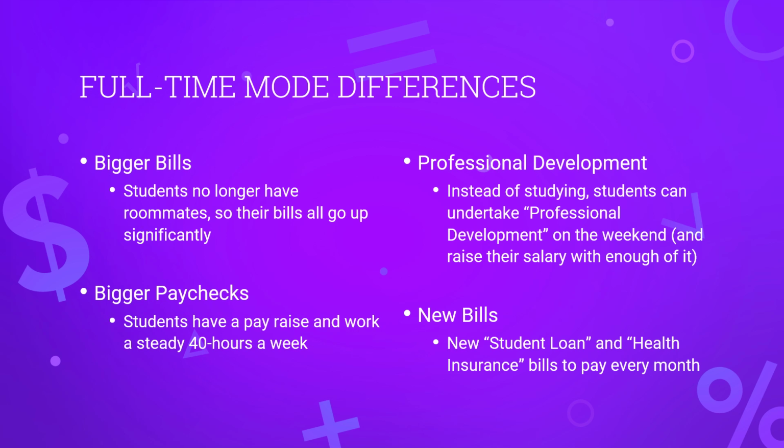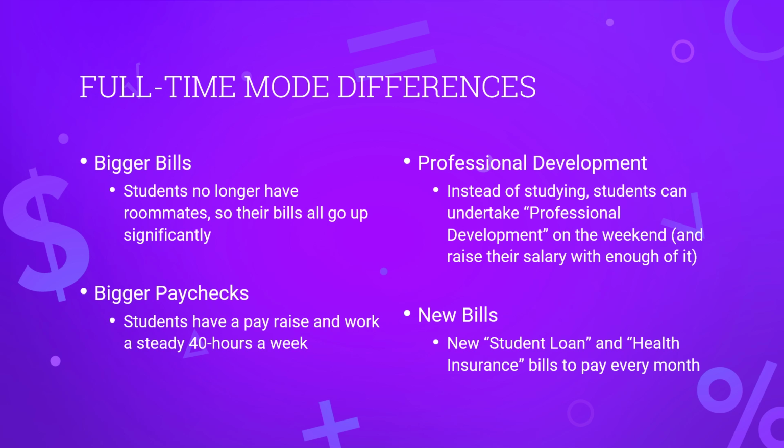So some other differences you need to watch out for in the full-time mode, there's bigger bills. The students don't have roommates, so their bills go up. Bigger paychecks. In the part-time mode, the students have random hours between, I believe, 14 and 30 hours a week that they can get. But when they are in full-time mode, they have a standard 40-hour-a-week paycheck.